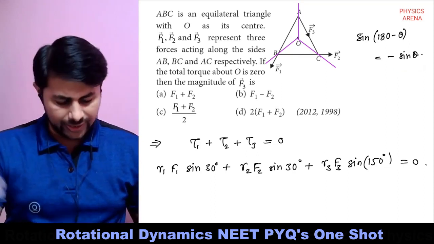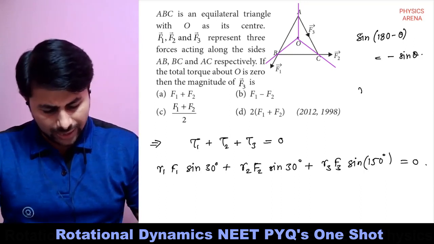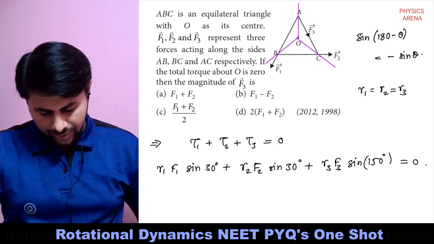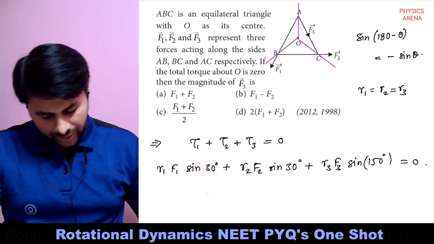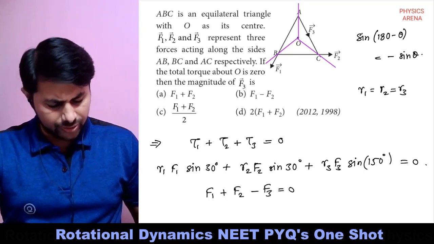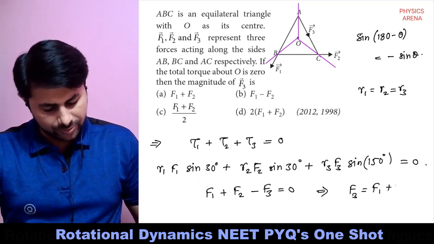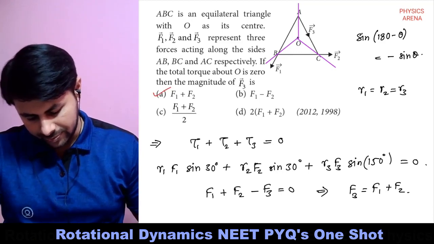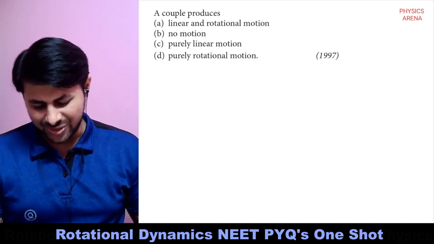Okay, so we can take sine 30 common and cancel it out. Also R1 is equal to R2 is equal to R3, right? So we can take that also common and cancel it out. So we have F1 plus F2 minus F3 is equal to 0, or you can say F3 is equal to F1 plus F2. Option A. This is the simplest question.